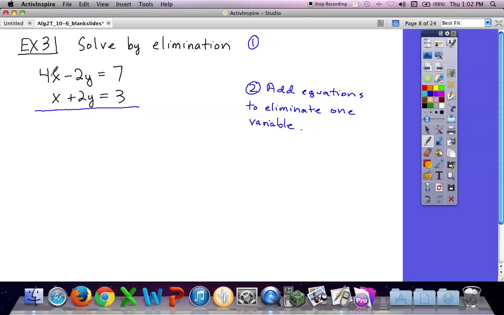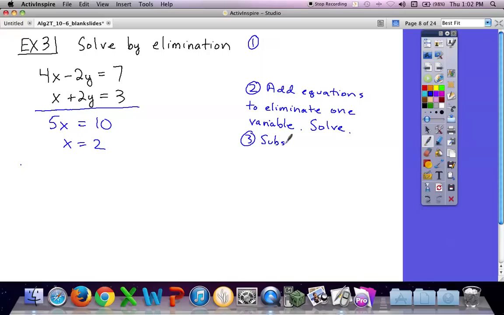Right. So when I add the x's, I get 4x plus x is 5x. When I add the y's, -2y plus 2y is 0, and 7 plus 3 is 10. Right, divide by 5, x equals 2. Okay. So we added the equations, eliminated a variable. We had one equation with one variable, and we solved it for that variable, which is x.